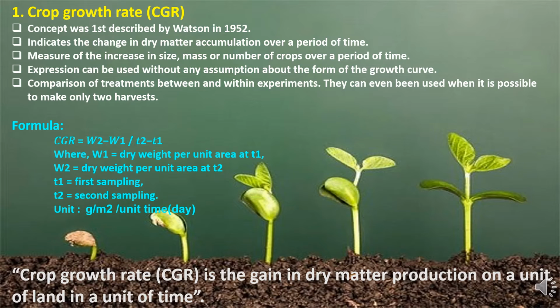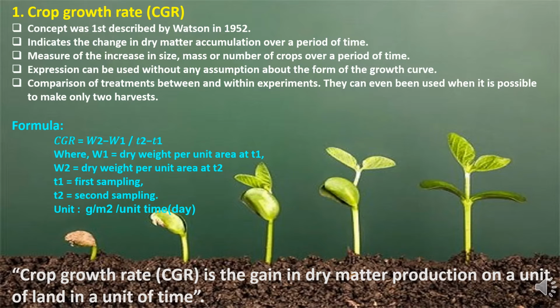Crop growth rate is a measure of the increase in size, mass, or number of crops over a period of time. This expression can be used without any assumption about the form of growth curve. The formula can be used to compare treatments between and within experiments. They can even be used when it is possible to make only two harvests.